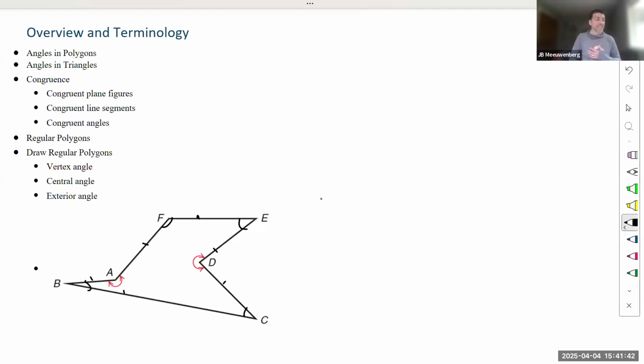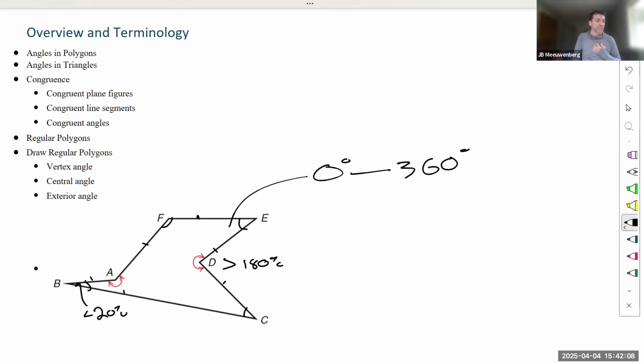And every angle is going to be between 0 and 360 degrees. It'll be more than 0 and less than 360 degrees. In this drawing, angle B is less than 20 degrees. And angle D, and so is angle A, both of those are greater than 180 degrees. These are both reflex angles. They're more than 180 degrees.